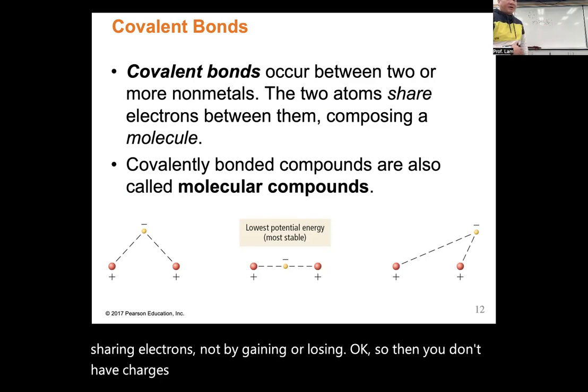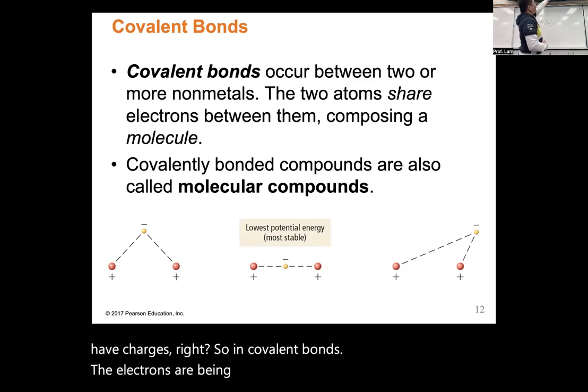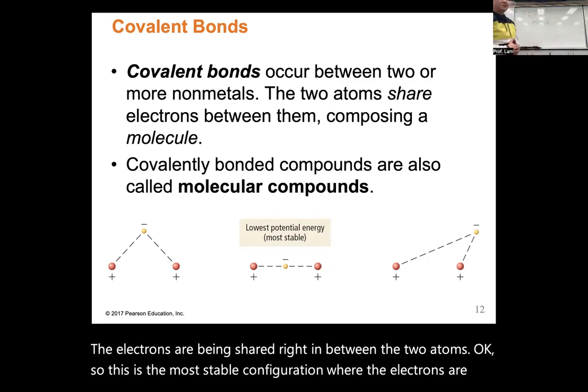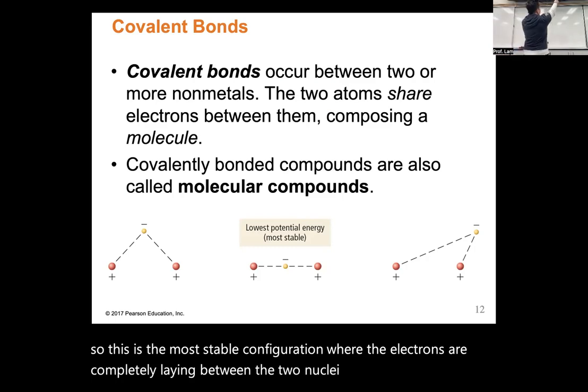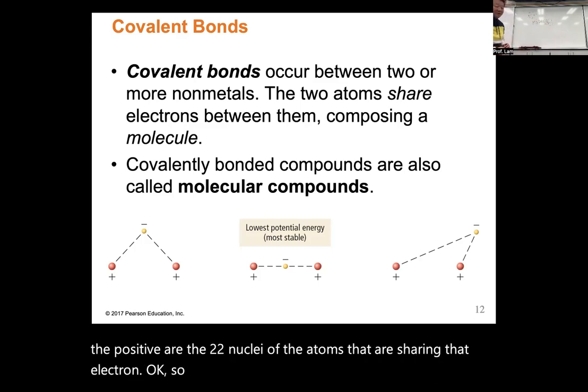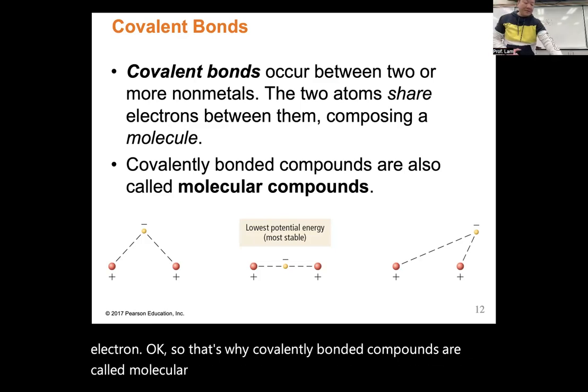So in covalent bonds, the electrons are being shared right in between the two atoms. Okay, so this is the most stable configuration where the electrons are completely laying between the two nuclei, right? The positive and the positive are the two nuclei of the atoms that are sharing that electron. Okay, so that's why covalently bonded compounds are called molecular compounds. So they are actual molecules, right?